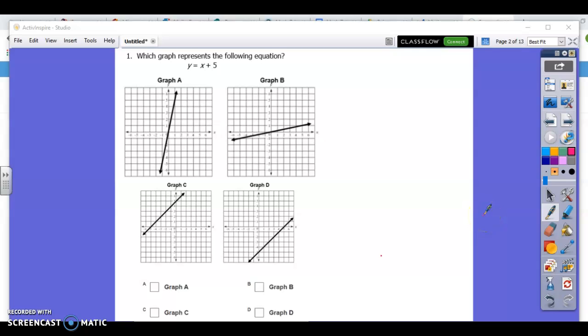All right, this is Unit 4, question number 1. Let's look at the question. Which graph represents the following equation? So we have y equals x plus 5.